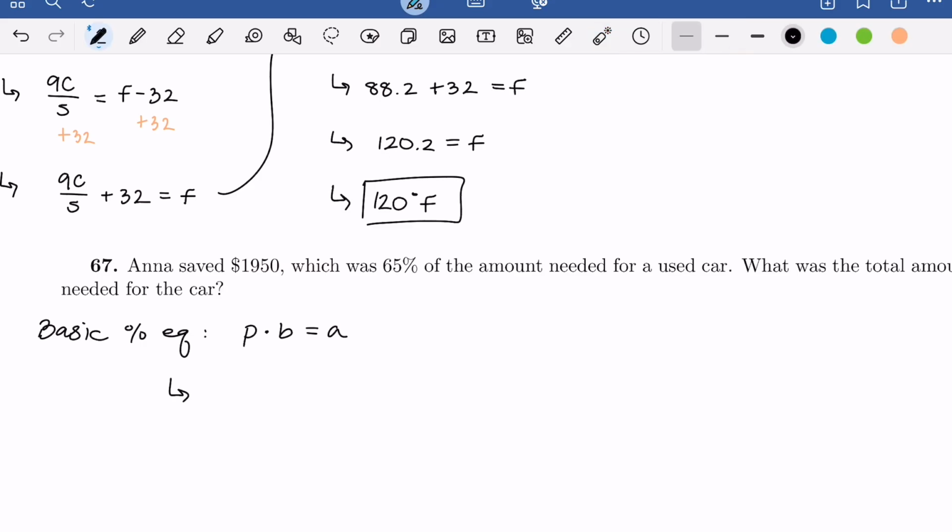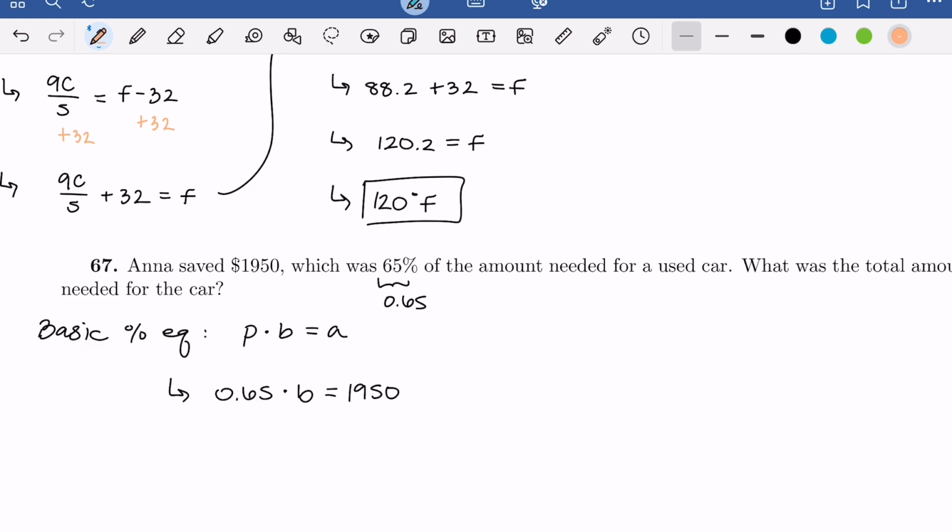So plugging in our known information, our percent is 65%, but we know that whenever we are doing arithmetic with percentages, we need to first convert this to a decimal. So this is going to be 0.65. So we'll plug that into our equation. So 0.65 times our whole amount, which is what we're trying to find, we know is going to be this much, the amount that Anna saved. So from here, we just need to solve for B to get the total amount for the car.